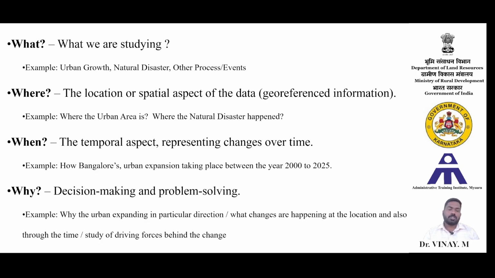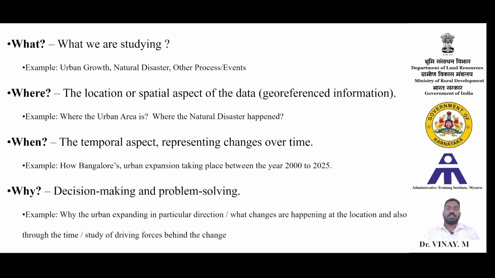Then ultimately the fourth question is the why, the decision making and the problem solving. So once we have an idea about the growth of a particular city, where it is growing, or whether it is shrinking, or whether it is forming informal settlements, what is causing these informal settlements, whether any policy is implicated or any policy is modifying or altering the urban growth. These are all the things that we need to take care of.